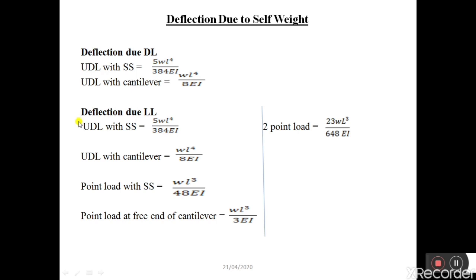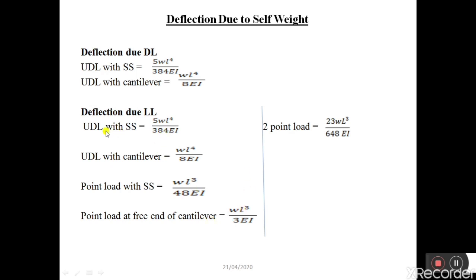Now the second case, deflection due to live load. So as I said, dead load is in the form of UDL, it is always constant, whereas live load can be a concentrated load, or it can be a series of concentrated loads, or it can be a UDL, or it can be a uniformly varying load. So live load means we have different types of live loads. So here we have some equations for different cases.